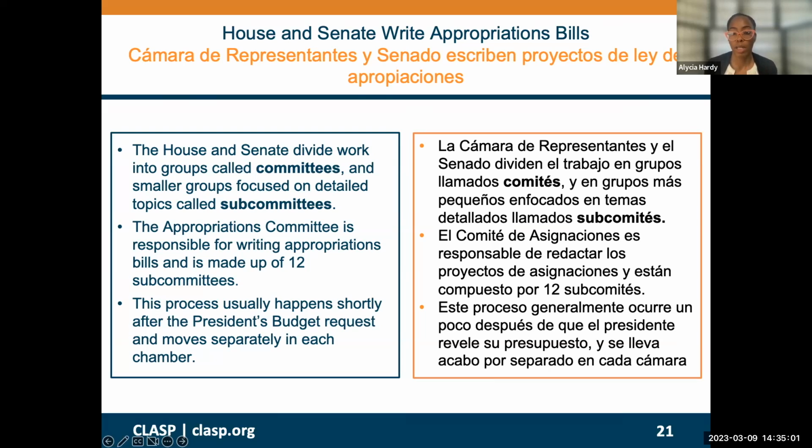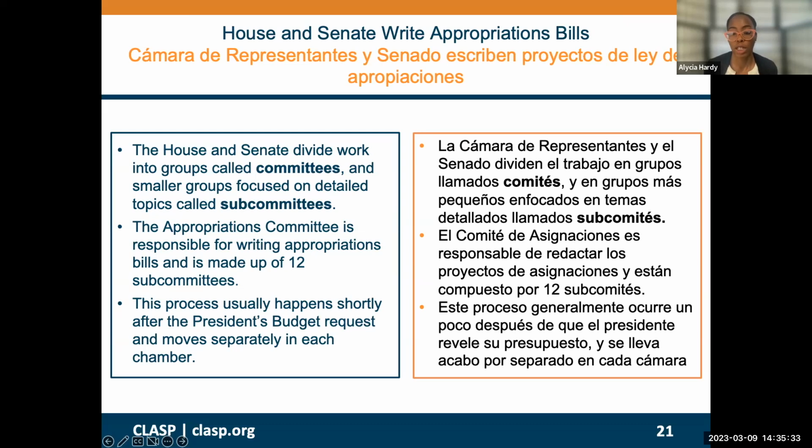appropriations bills. The Appropriations Committee is made up of 12 subcommittees that are responsible for writing the 12 required appropriations bills. So there are appropriations committees and subcommittees in the House and appropriations committee and subcommittees in the Senate. The first draft of the 12 appropriations bills are written at the committee level. After that, the committee gathers information to support those subcommittees writing the bills.